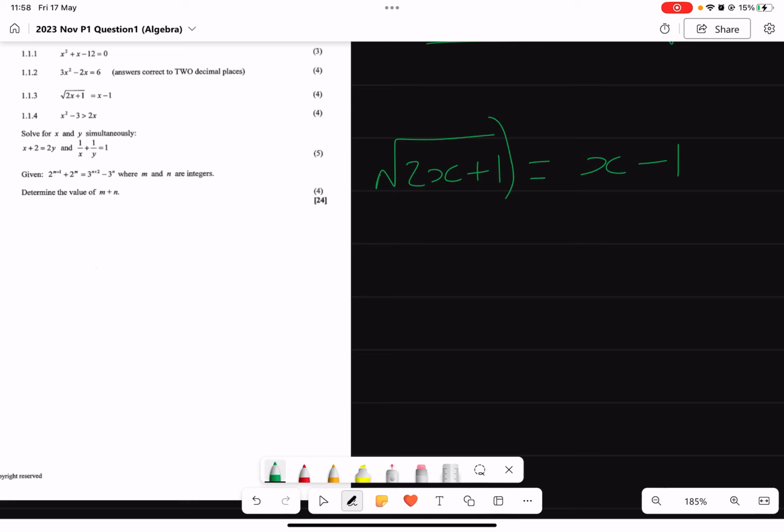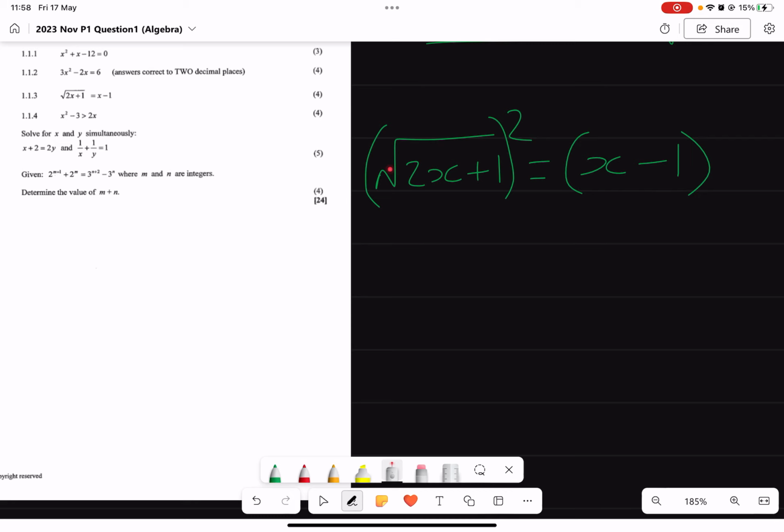So we know that to remove a root, we have to put the exponent. So we square. Remember, there's an invisible 2 basically for the square root, but we never show it. Right. Awesome.